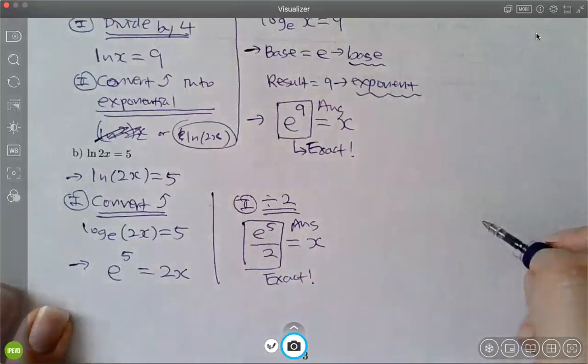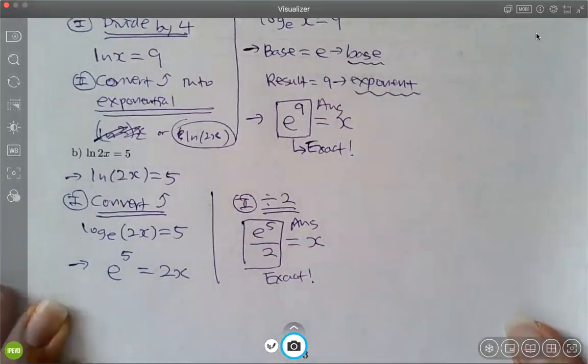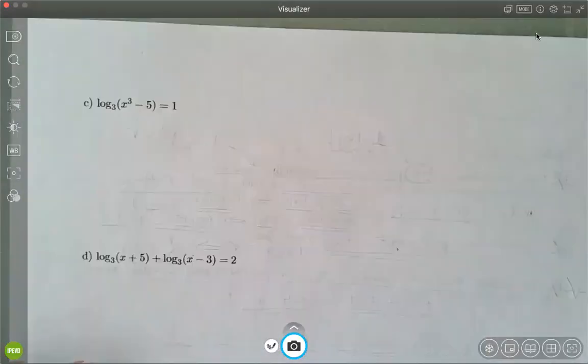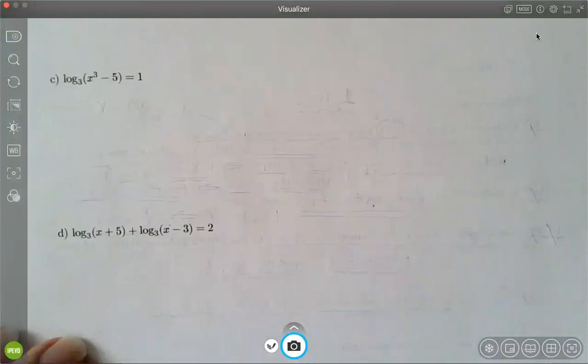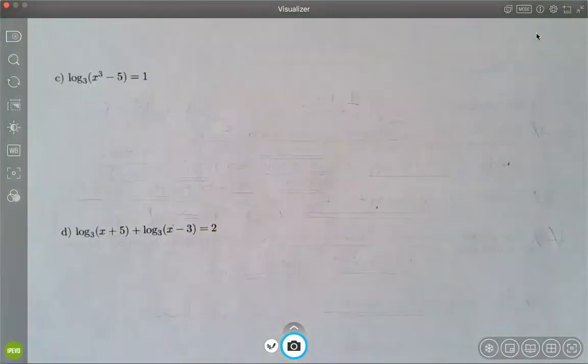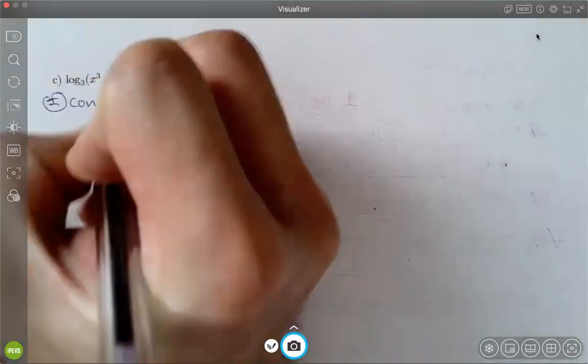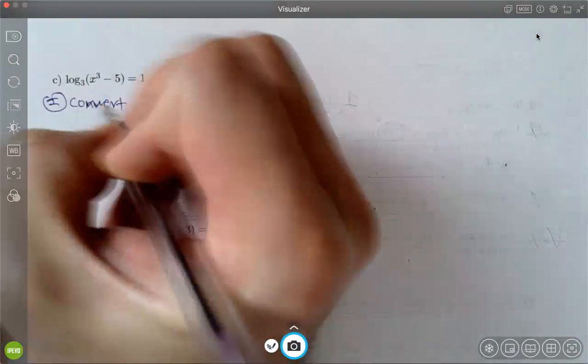Okay, so now go to the next page. So we have log base 3 of x cubed minus 5 is equal to 1. Okay, so now step number 1. Do we have one logarithm on the left-hand side? Yeah. Is it isolated? Yeah. So now the first step, convert into exponential form.